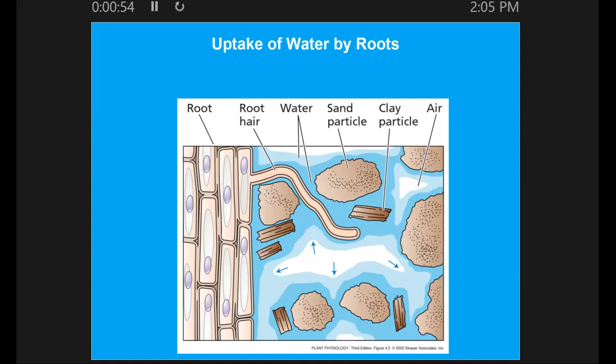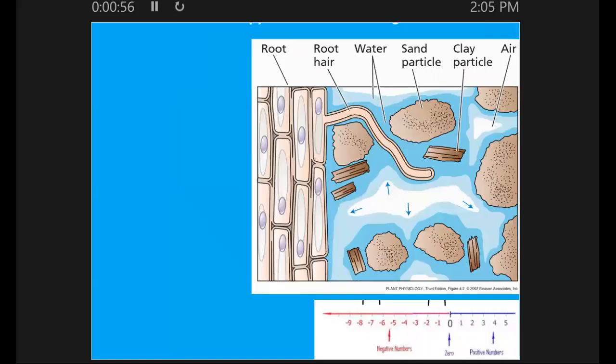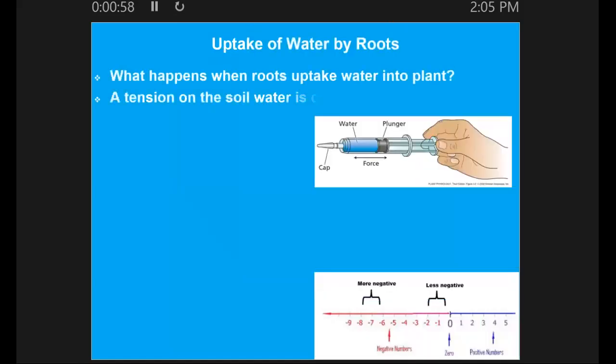And so when you think about this idea as the root is taking up the water, you actually get a tension being generated on the water in the soil. The water is all connected. They're all bonded through adhesion or cohesion forces. They refer to it as bulk flow. You have bulk flow of water through the soil toward the plant due to tension and a tension gradient.